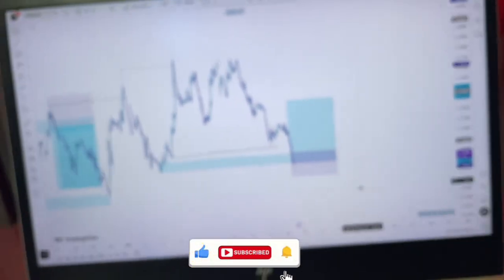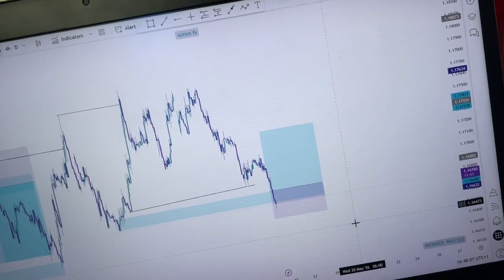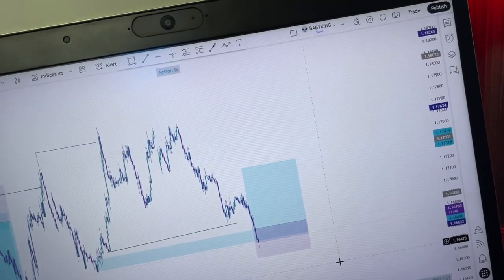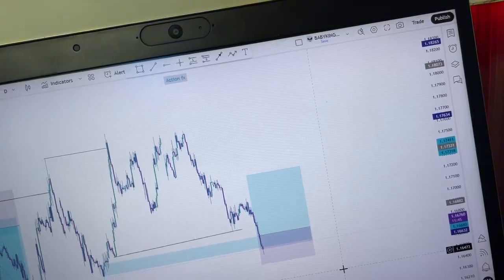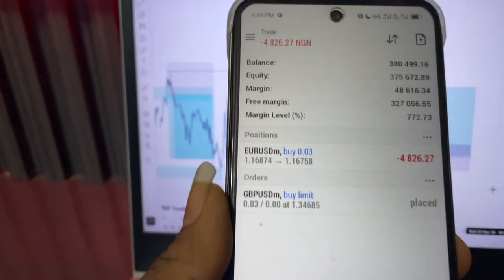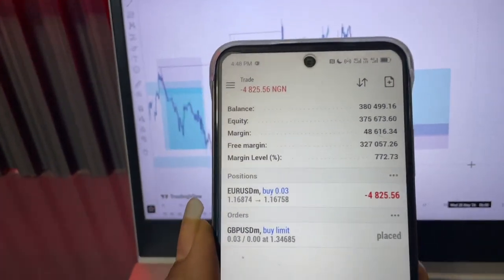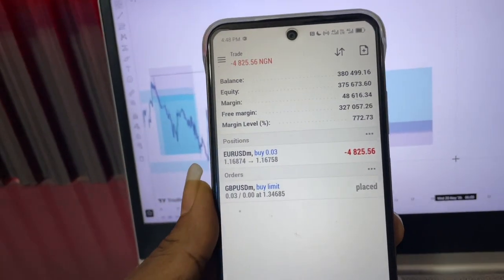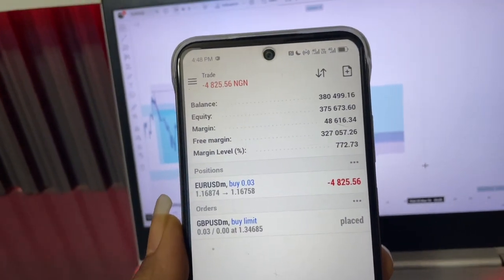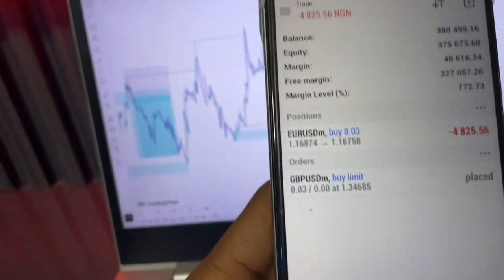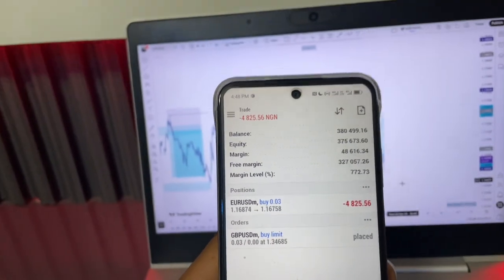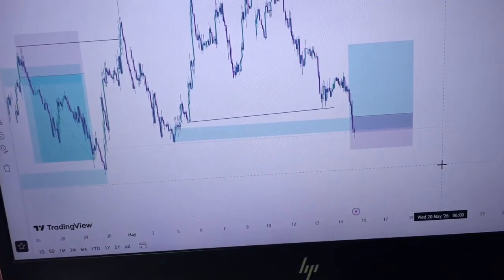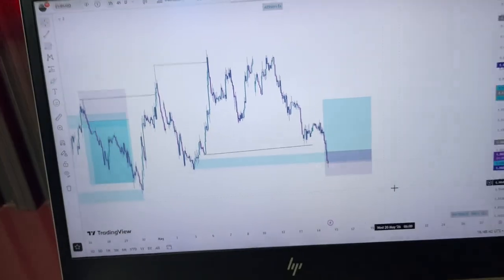Here is my P&L for the trade, and as you can see, it is currently in drawdown. I'm risking about 10,000 in this trade. Let's just see how it goes. This has been my account since December or November last year. I'm still holding the account till now, still trying to grow it, and trading has been ups and downs. Not really much.